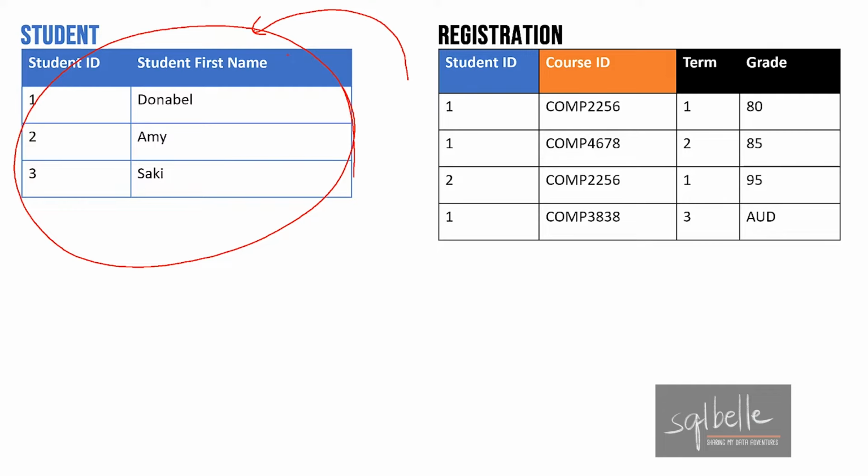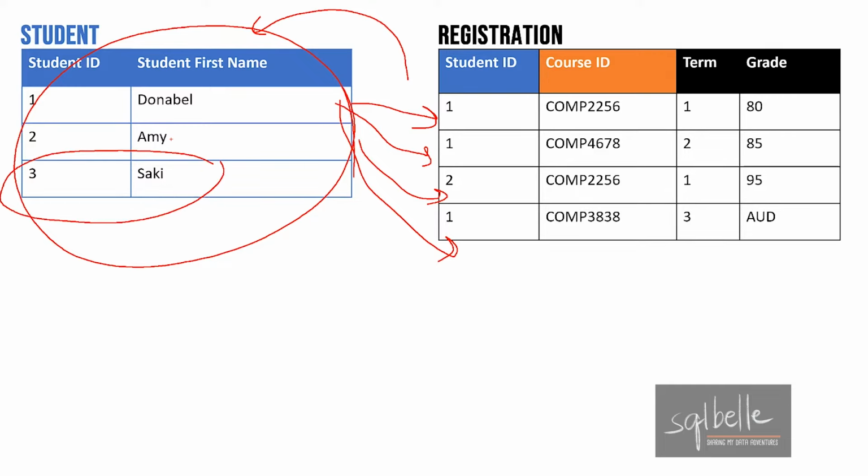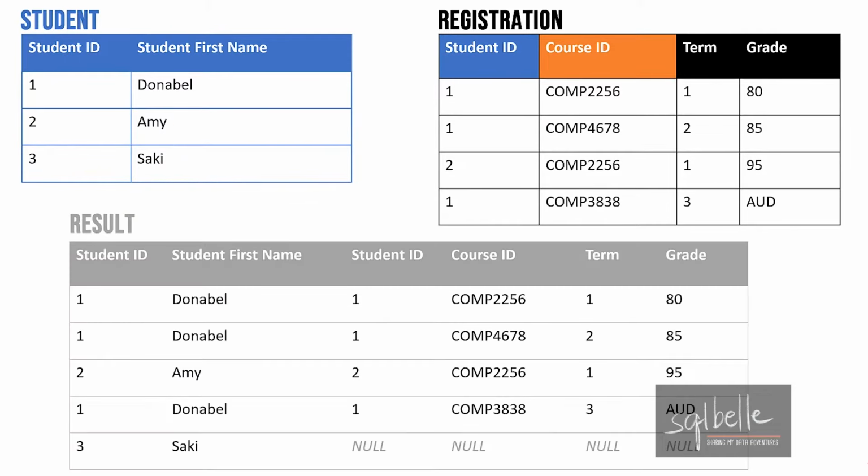So in this case, it will find a match for student ID number 1, so it's going to be 3 matches in here. Student ID number 2 will also match. However, student ID number 3, even though there is no matching record in registration, is going to be left in the result set. So we can see in this result that student ID number 3 is left in our result. However, the columns that correspond to registration are left as null. A null means a missing value or a non-existent value. It means there's no match for student ID number 3 in the registration table.